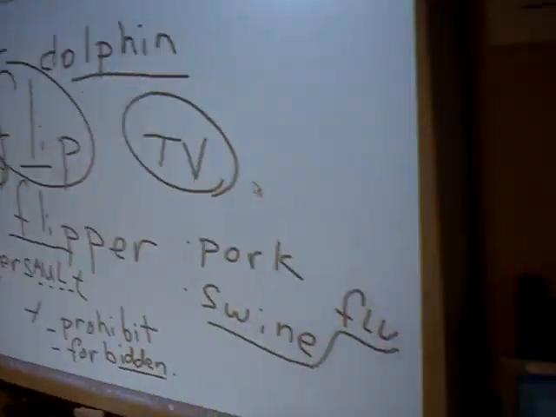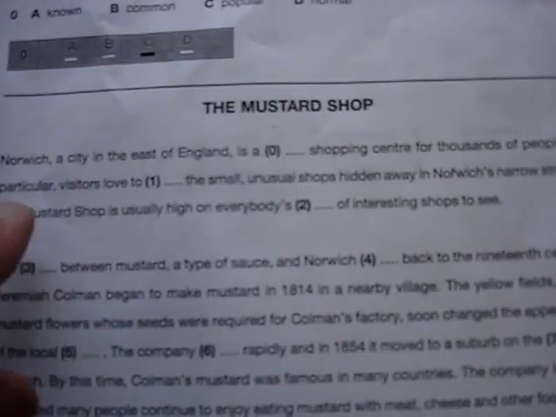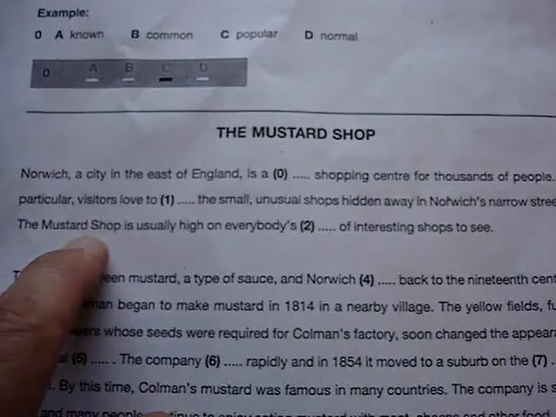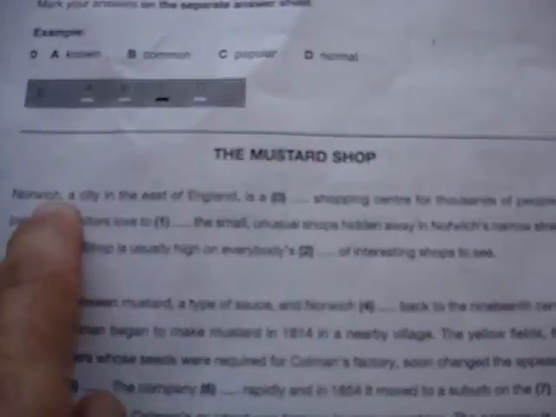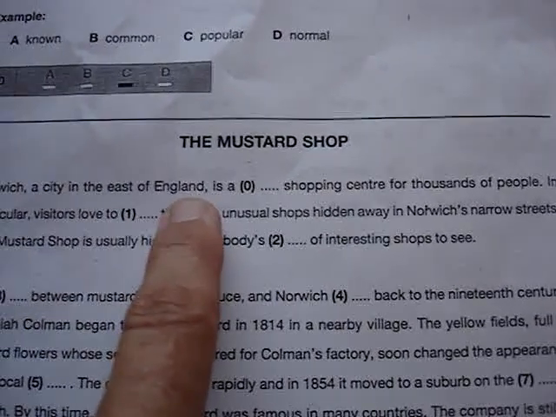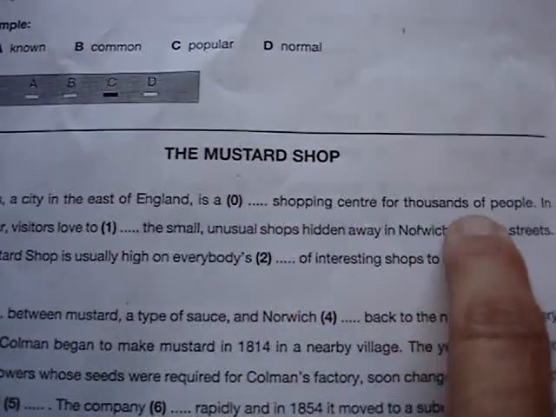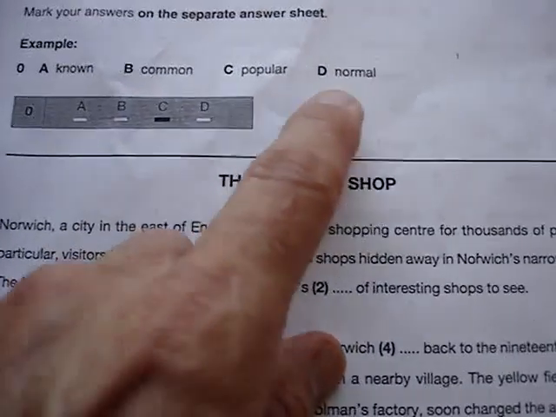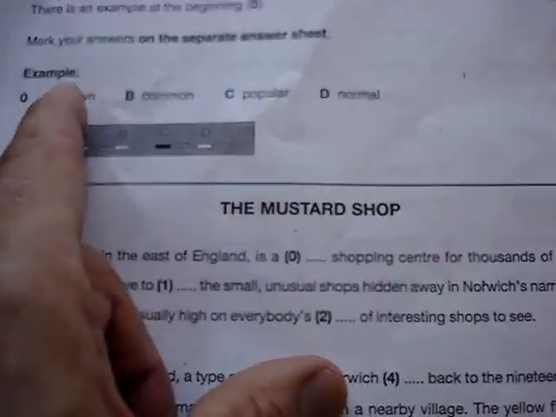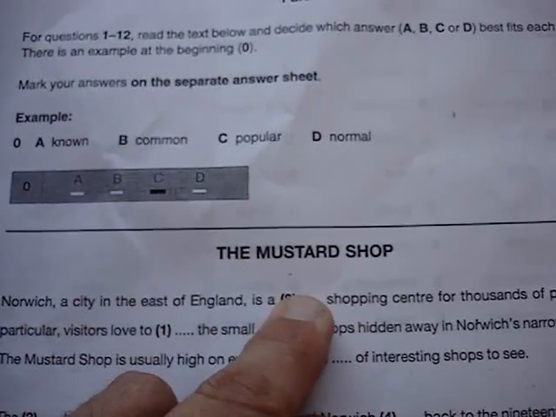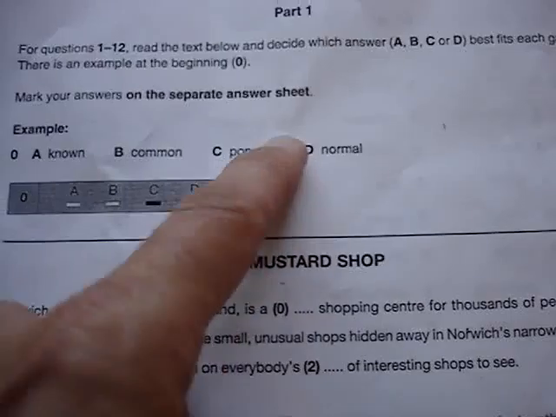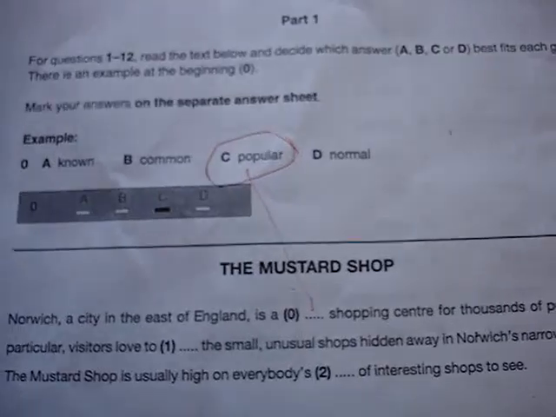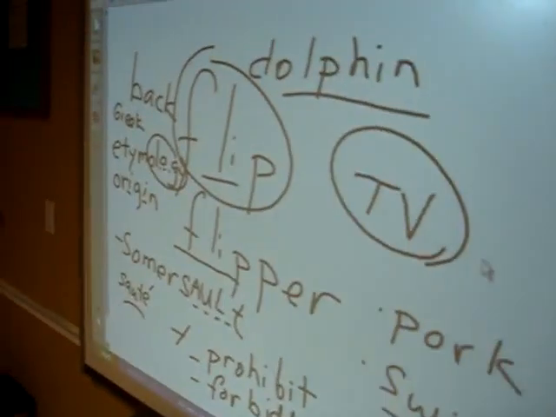Okay. So, this is a typical format where they give you 4 choices and you have to choose the word to go in. So, here's: Norwich, a city in the east of England, is a shopping center. Is it known, common, popular, or normal? Is it a normal center? Is it a known center? Is it a common center? It's a popular center. So we circle the word popular, and that goes in here. Good. All right. So that was the word flip.